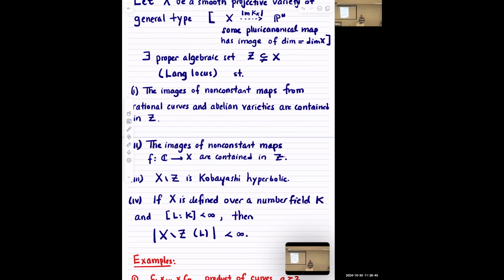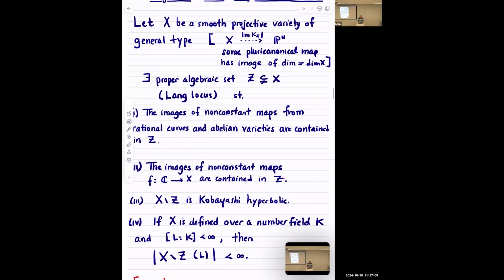And finally, the number theoretic analog of Faltings' theorem, Mordell's conjecture, is that if X is defined over a number field, then outside of this proper algebraic set, there are only finitely many L-rational points for any finite extension of your base number field. So maybe let me see whether I can get that in the whole page. And question? No. Okay. And this is the main set of motivating conjectures in the field.